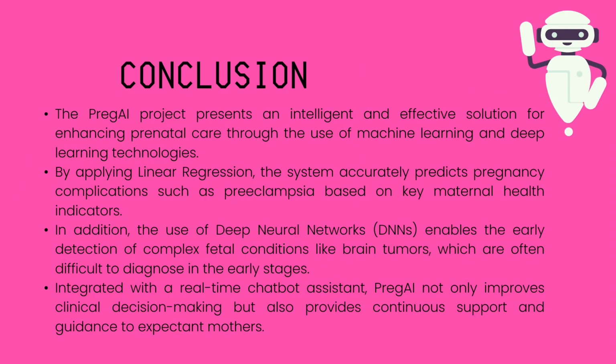So conclusion, this PregAI project is a very interesting as well as intelligent project, which will be a very effective solution for future pregnancy related issues. By applying logistic regression, this system can accurately predict the fetus health as well as the pregnancy complications. In addition, we are creating a deep neural network, DNN, which can predict the fetal brain tumor in the 6th or 7th month itself. It's a very real-time project with the help of the chatbot. That's what we have mentioned in the conclusion.